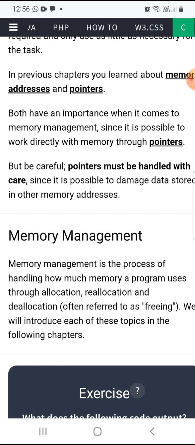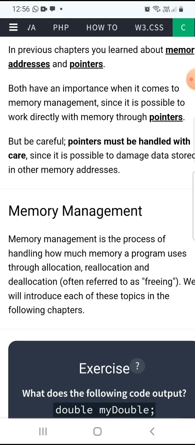So memory management means whenever we are interacting with the memory through pointers. In the previous classes we studied memory addresses and pointers. We can directly interact with memory, directly access the memory, through pointers. We studied that in the previous classes.